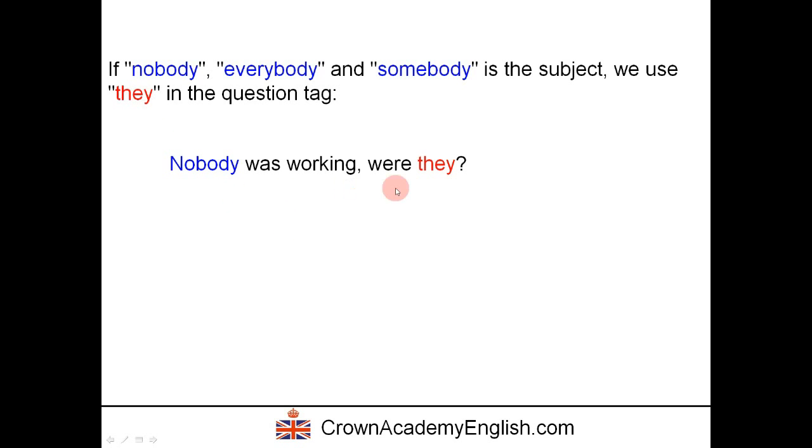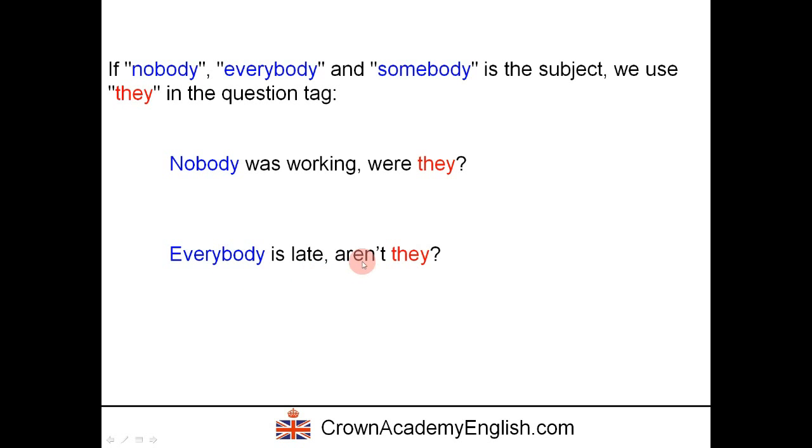So we say, nobody was working, were they? So here it is singular. Nobody was working. So this is the sentence, but in the question tag it suddenly becomes plural. Were they? So we use the third person plural pronoun, and the verb agrees with it. Okay, so was becomes were, because they were is the third person plural of the verb be in the past tense.